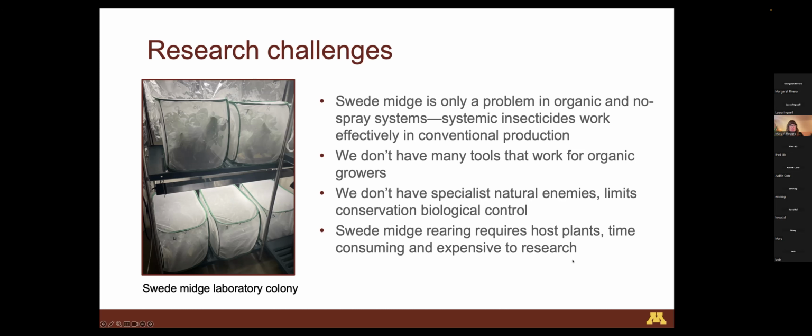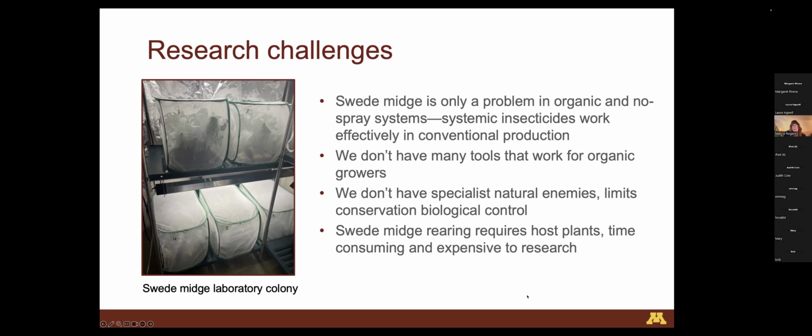From a personal note, this research is really expensive. So Swede Midge, here's laboratory colonies. So we have to grow the host plants along to keep the insects alive, basically. So there's no diet, there's no easy way of rearing these things in the lab in which to do kind of controlled research. As we're seeing populations increase in St. Paul, we're going to have more opportunities to do field research. So that's, I guess, on the plus side, even though we have these production challenges.